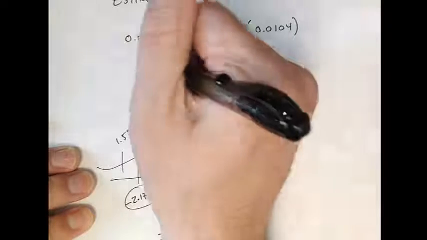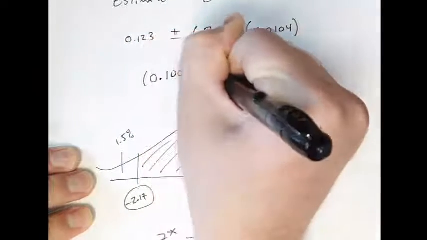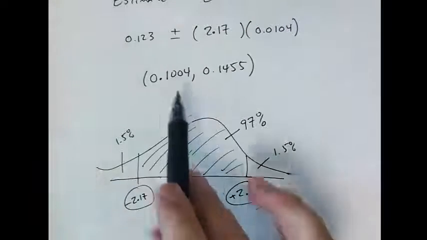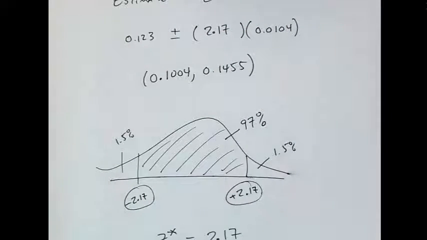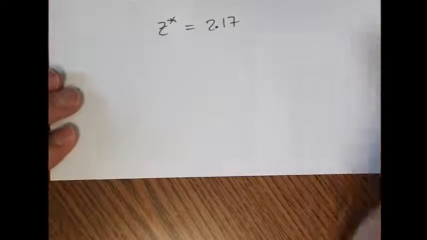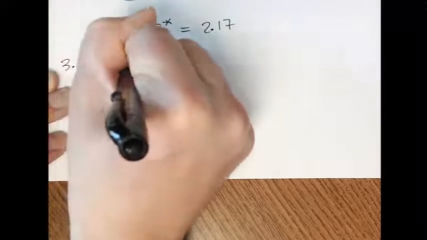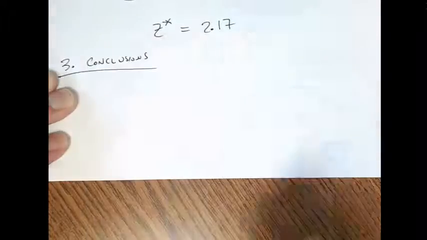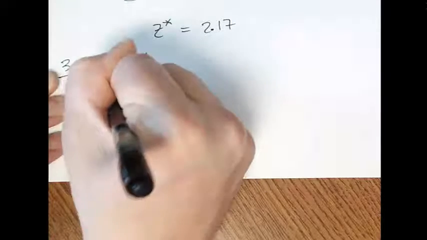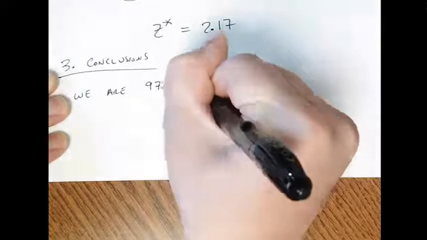So calculate away. All right, that gets us 10% to 14.5%. Last and definitely not least, conclusions, interpretation, explanation. We are 97% confident.